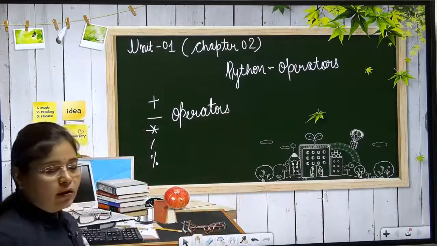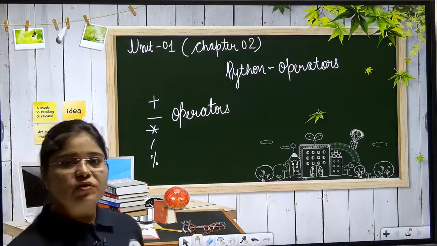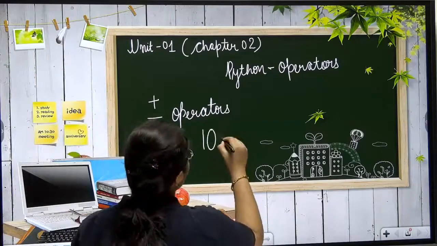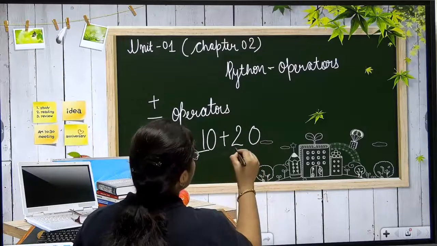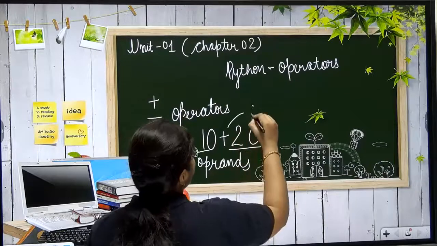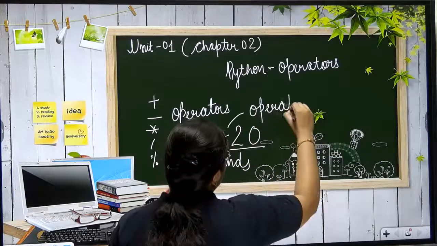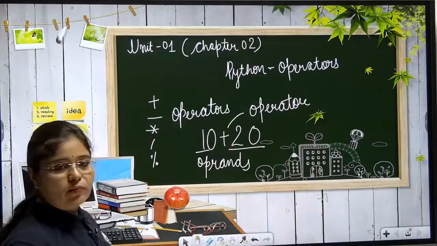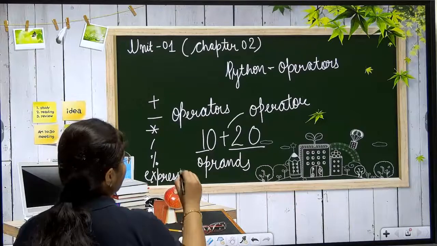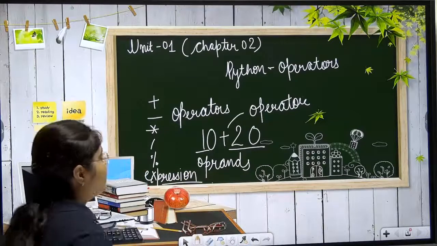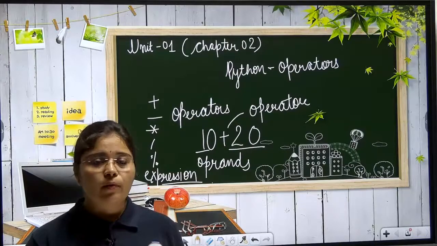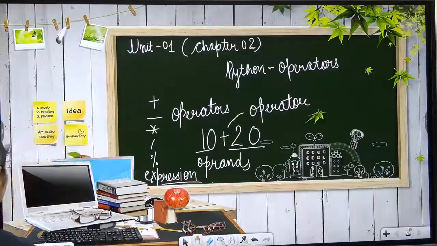So as you know, we have some expression, and what is an expression? A combination of operands and operator. So if I am writing 10 plus 20, then 10 and 20 here are operands, and this symbol is the operator. And if we write operators and operands together, this thing is known as an expression. So today we will learn about these different operators available in Python. Now we will move on to our book part and then continue with the explanation.